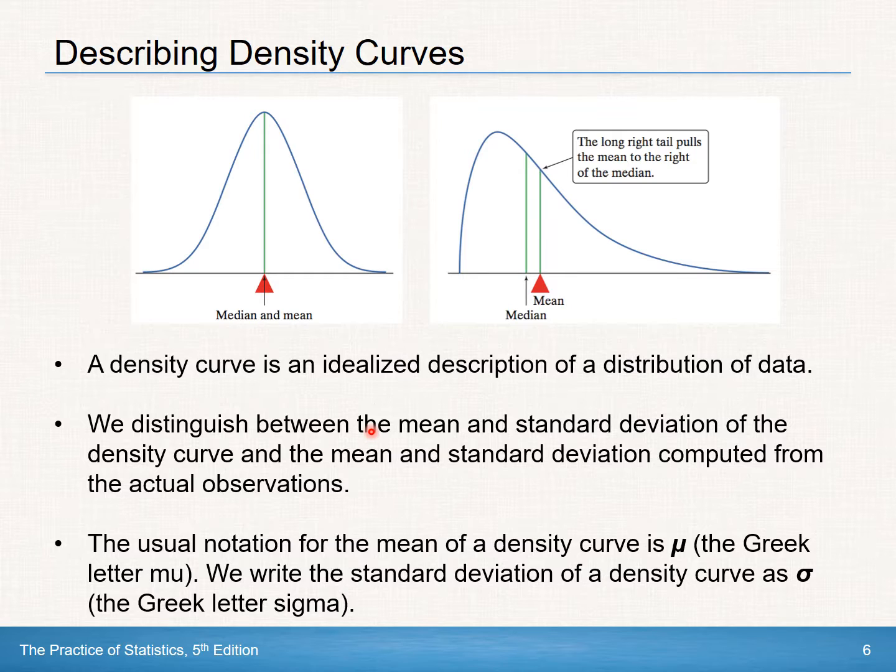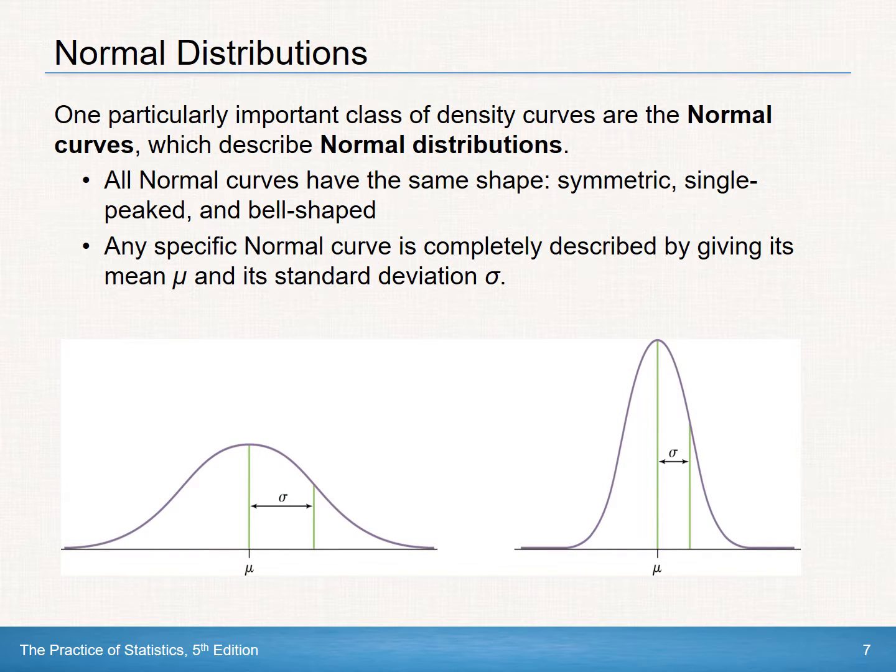So a density curve is an idealized description of the distribution of data. We distinguish between the mean and standard deviation of the density curve and the mean and standard deviation computed from the actual observations. We're now going to use Greek notation. The mean for a density curve is mu, and the standard deviation for a density curve, we use sigma.